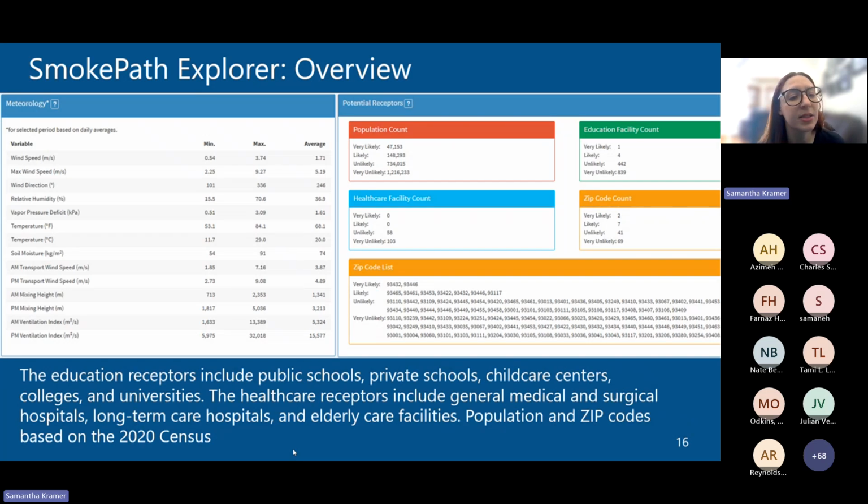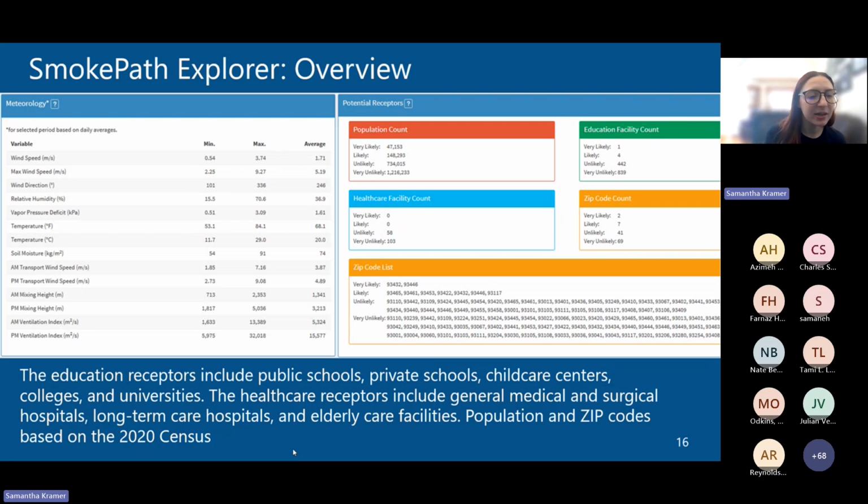So here on the left, you can see what that meteorology table looks like. Once you've selected your location and your time of year and hit run, 20 to 30 seconds later, you will get a full summary at that location for these fire weather data. So you get the minimum, the maximum, and the average.